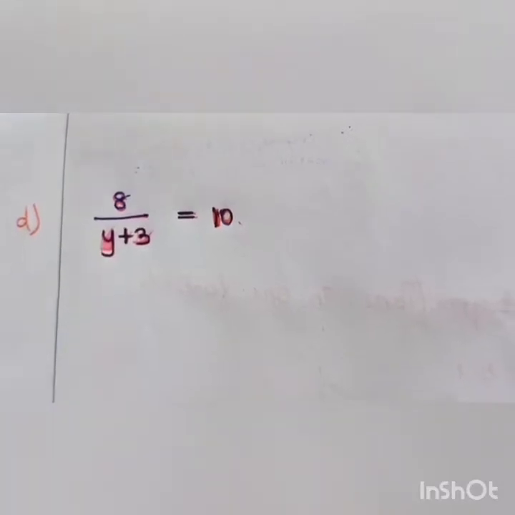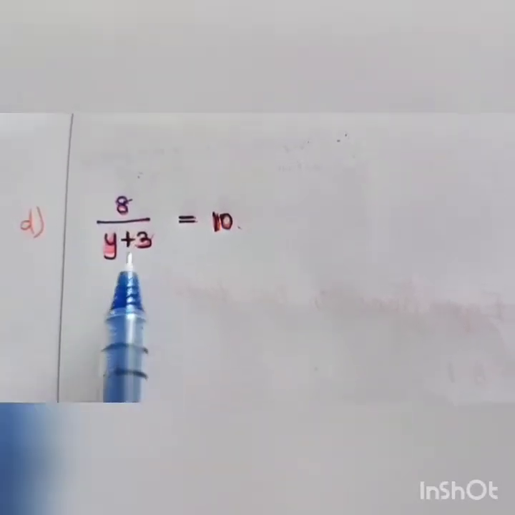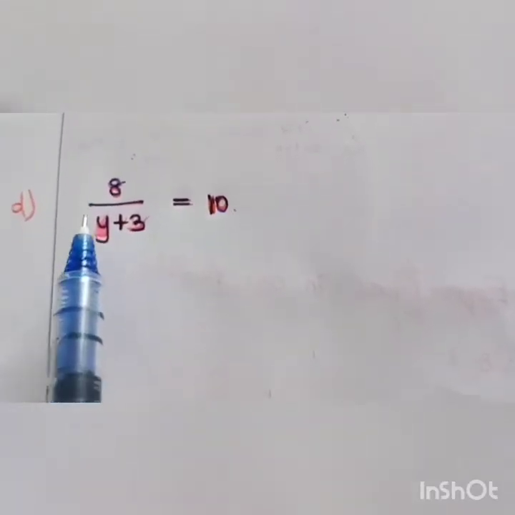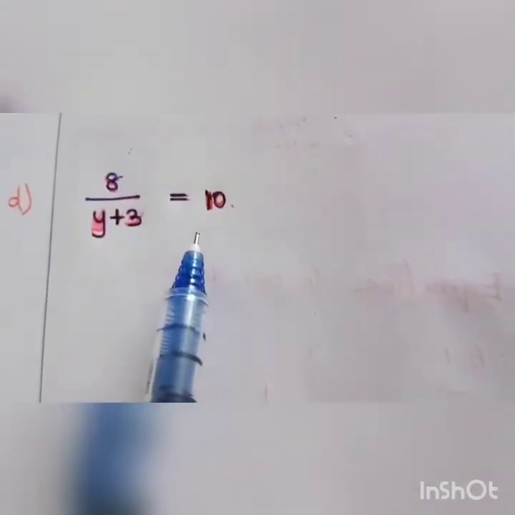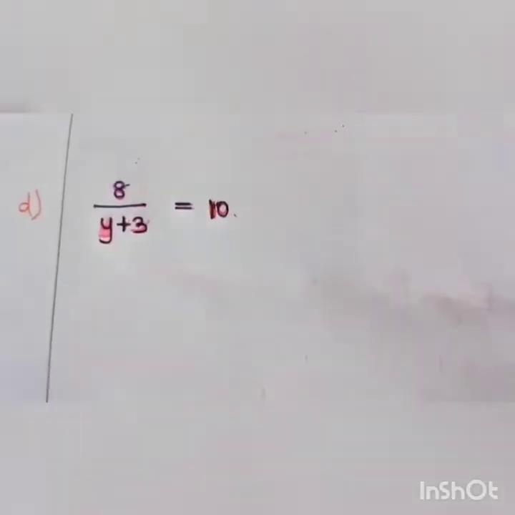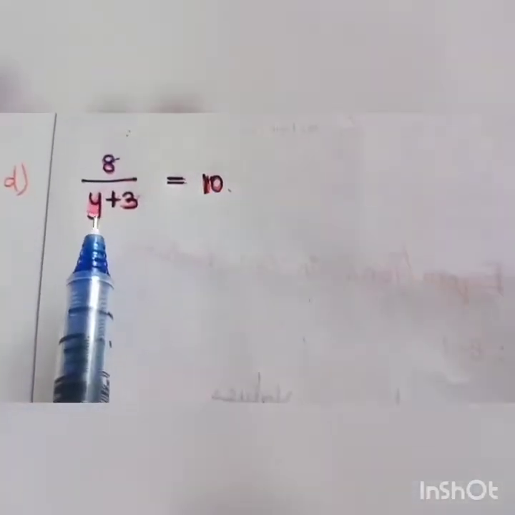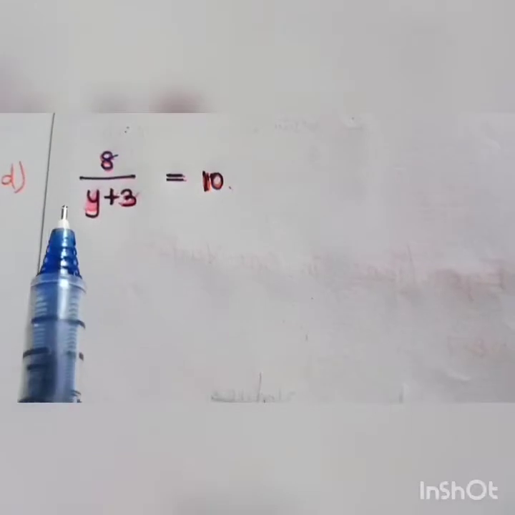In the first quotient, we have to find the value of the unknown. Here the unknown variable is y. So 8 by y plus 3 equal to 10. For this equation, we have to find the value of y, isn't it? So as usual, the variable involving y is in the denominator.